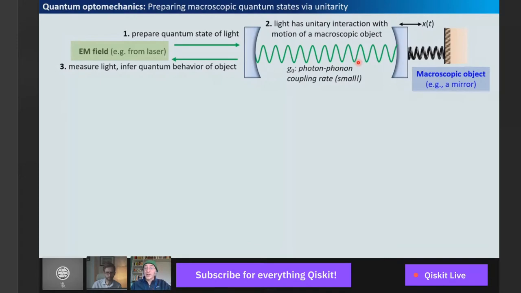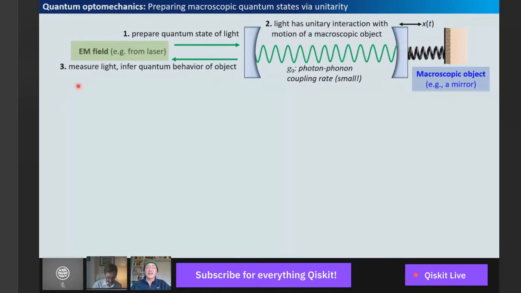And then what are we going to do? Then we're going to let the light leak back out of the cavity and fall on some kind of detector drawn from the well-established technology for characterizing the quantum state of light. We are not going to look directly ever at the mechanical object. We just don't have that technology very well.